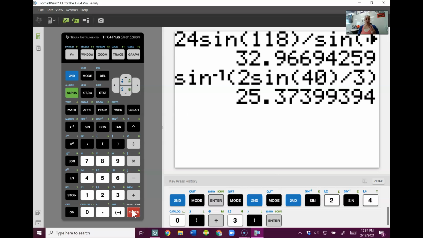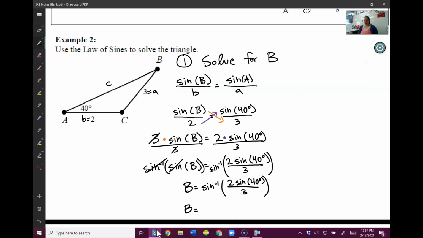25.373. Remember to go to 3 decimals for this chapter. So I get capital B is 25.373. Now if you leave your answer like that, that's actually only a 3 out of 4 on your test, and here's why. Remember, capital letters are always angles. So if this is an angle, I had better have a degree symbol after it.